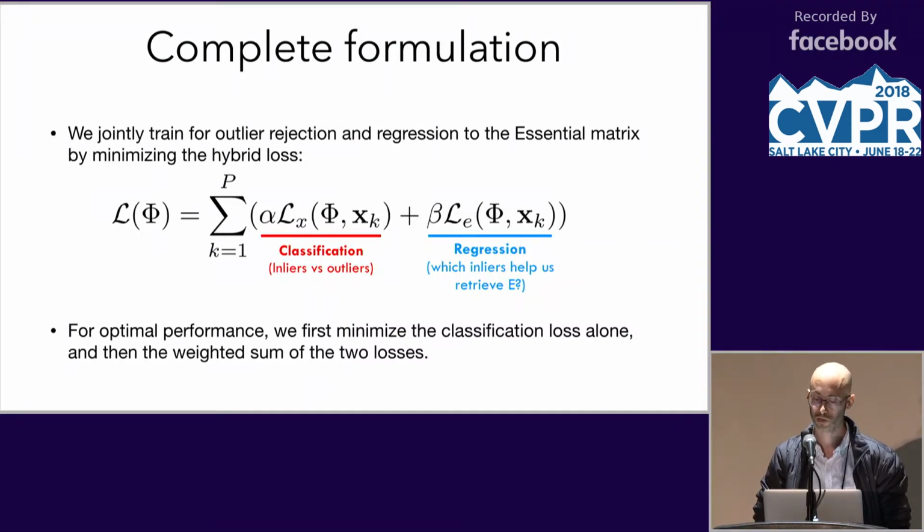It's a hybrid loss with two components, a classification component and a regression component. For classification, we just use a standard binary cross entropy with the labels that you just saw. And for regression, we use the weighted 8-point algorithm to compute the essential matrix and then compute the difference between the estimated one and the ground truth essential matrix. The regression loss is quite unstable in practice, so we first minimize the classification loss alone and then bring the regression loss in to improve performance.